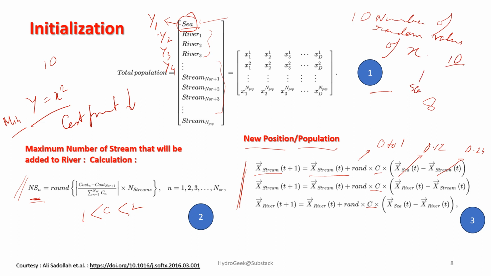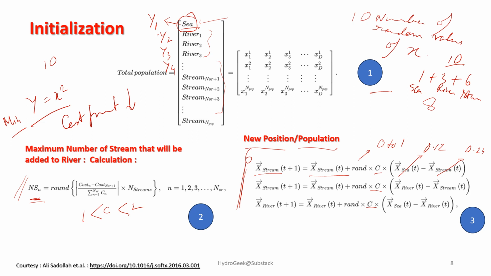So what happens in our case, we have taken 10 x values. 1 is C, 3 is river, and the remaining 6 is stream. So first check whether this satisfies this equation. If it is satisfied, then you use an equation known as equation 4. That equation will tell whether the x's are from the feasible domain or not. And then you use this equation to generate 6 values of new stream.